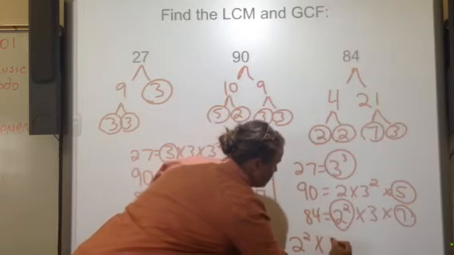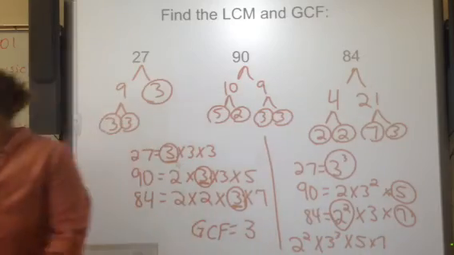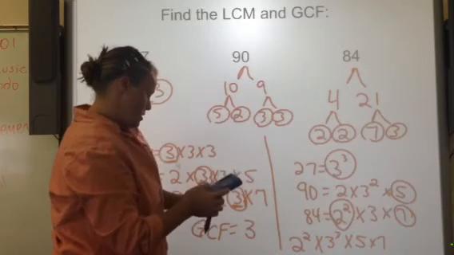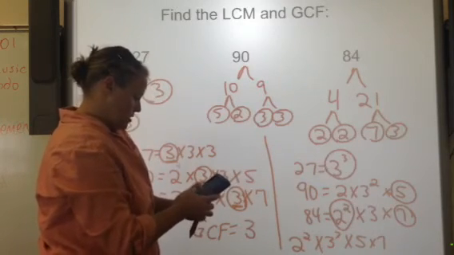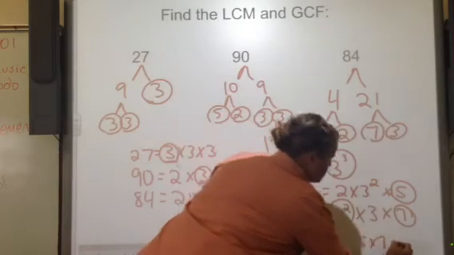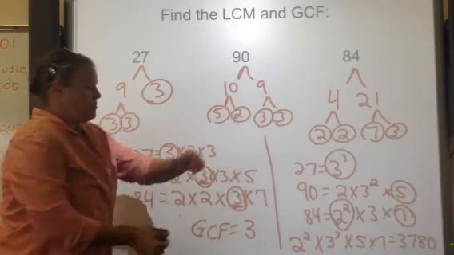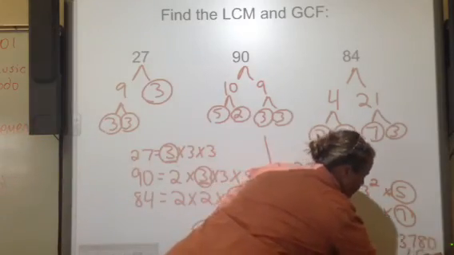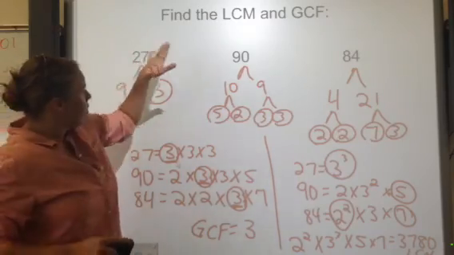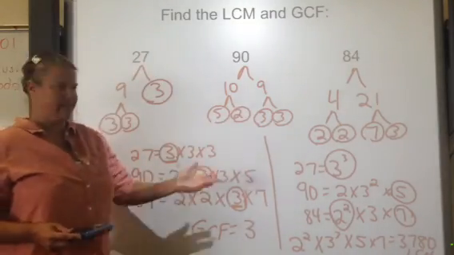So I write that all out, and I'm going to need to get my calculator. So hang on one second. So 2 to the 2nd power times 3 to the 3rd power times 5 times 7 equals 3,780. That means that the LCM, 3,780, is the smallest multiple that all 3 of these numbers can go into. Big number, but all of these are very unique numbers. It's hard to fit them into it.